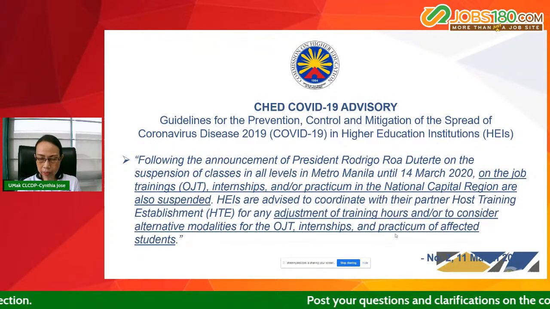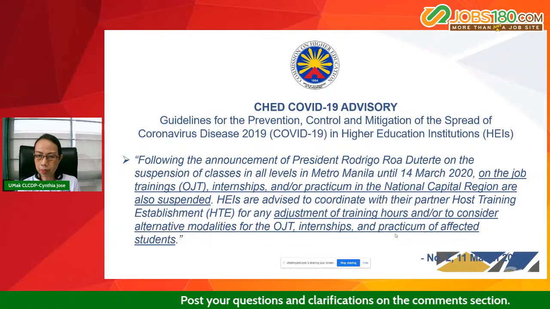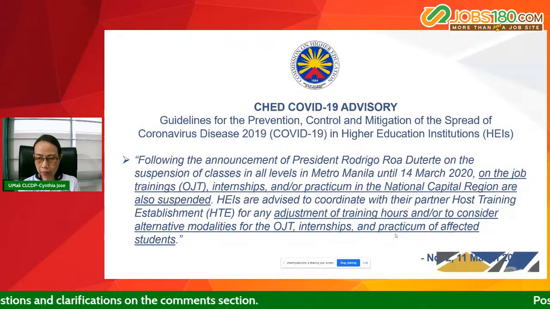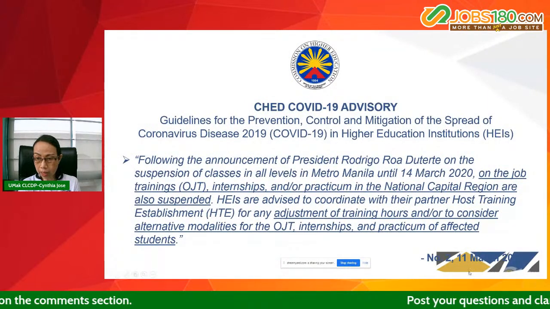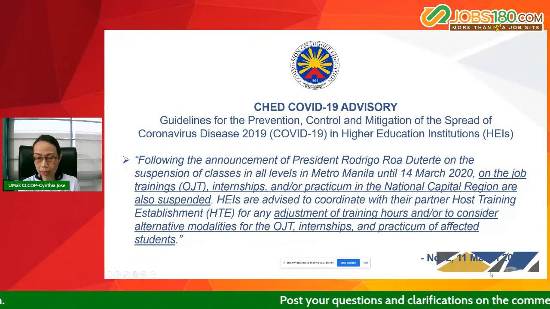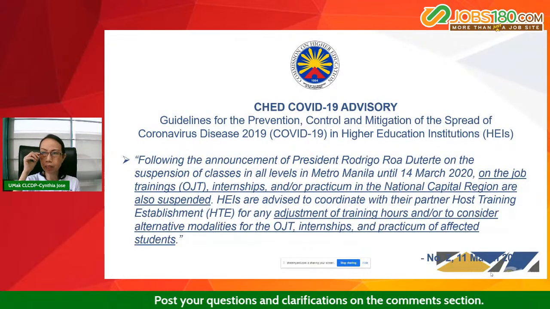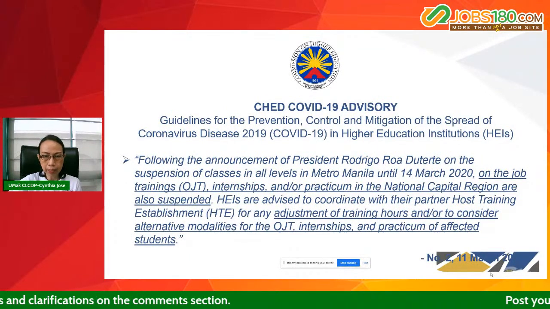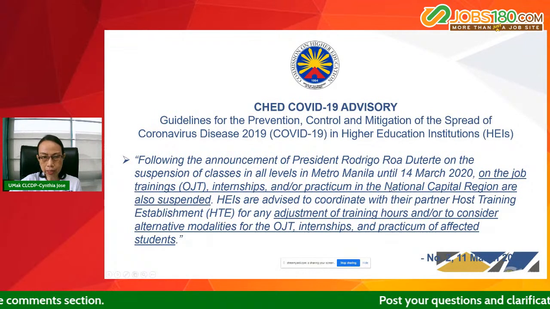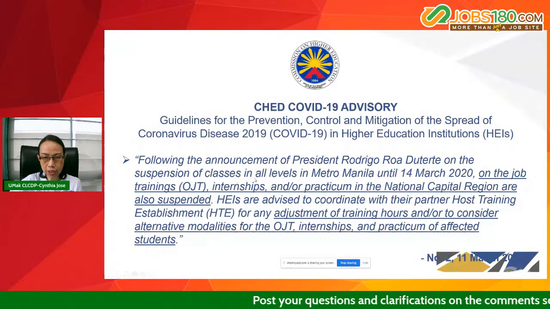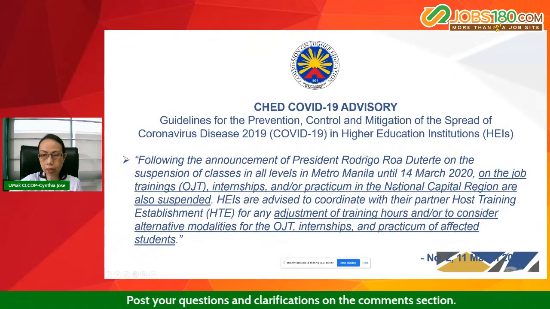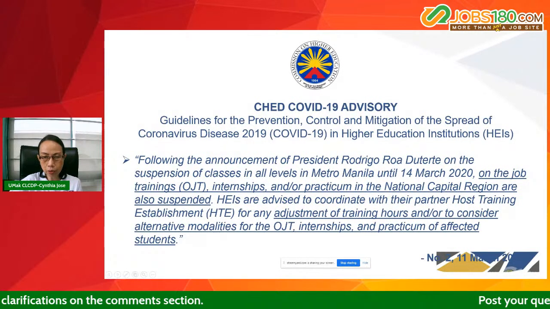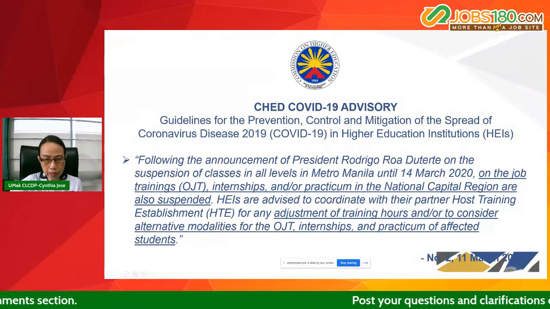So the first advisory, there was a first advisory, but there wasn't really anything specific to OJT. So the very first advisory, number 2, na may mention was the one issued in March 11, 2020. So ito yung time na talagang dumadami na yung cases. This was just before the quarantine happened. And so in that advisory, President Duterte announced the suspension of classes in all levels of Metro Manila, initially until March 14, including on-the-job training, internships, and/or practicum in the NCR.